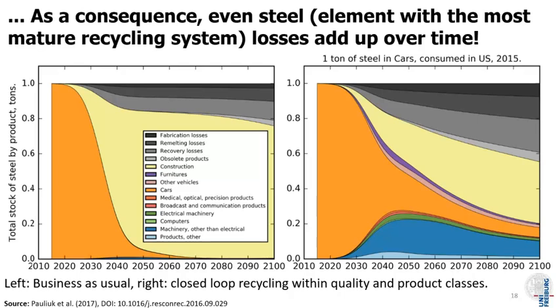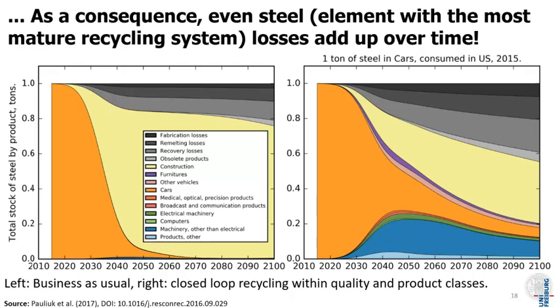You see here the different recovery losses, remelting losses. They happen. And once the scrap is remelted into construction steel, it stays there because the buildings have a very long lifetime. So here we see an interesting trade-off in the steel cycle.